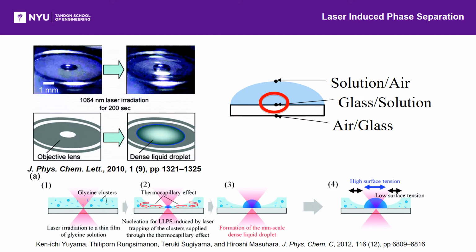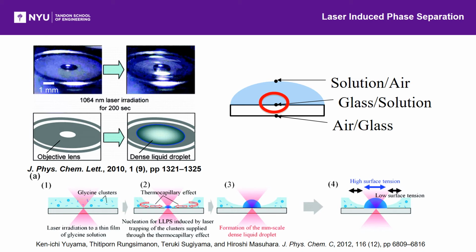However, if instead of focusing at the air-solution interface, you focus at the glass-solution interface, you end up getting a dense liquid droplet, or a liquid-liquid phase separation. We like to call it laser-induced phase separation. Basically, it's a droplet within a droplet. This droplet grows beyond the focal point of the beam and is estimated to have a supersaturation level of 260%. It's also estimated to stick around after the CW laser gets turned off before it redissolves into the solution.